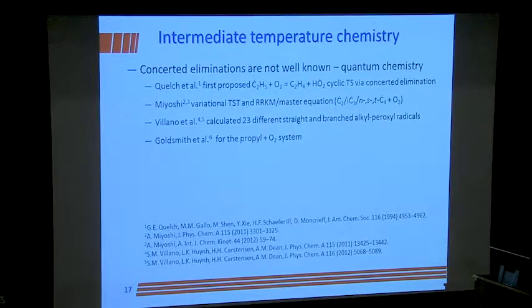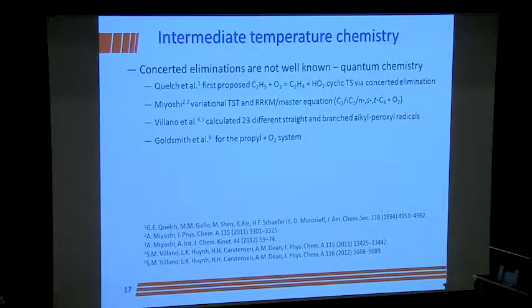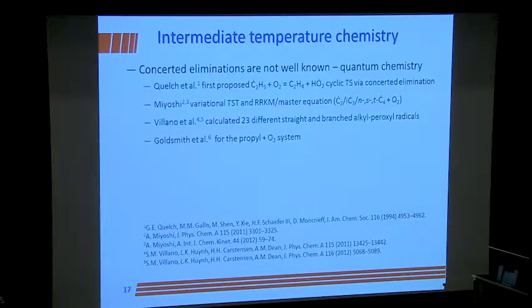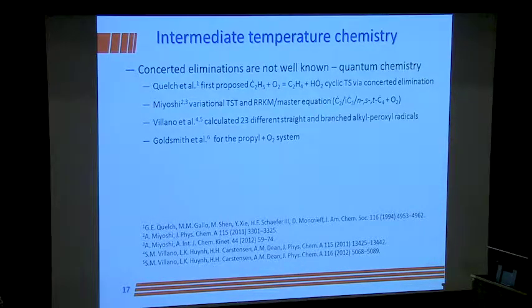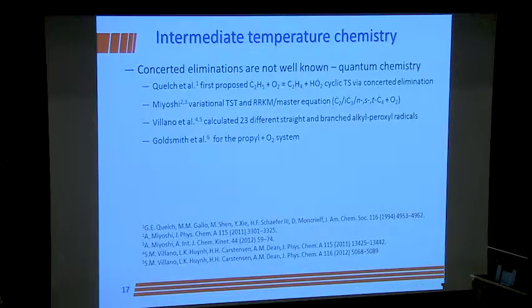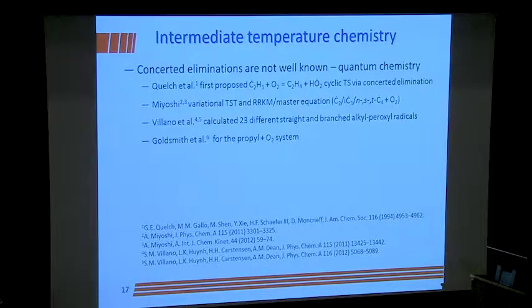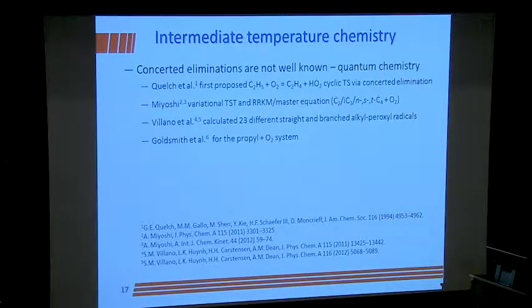Okay? So the rate constants for concerted eliminations are very important to predicting fuel reactivity in the negative temperature coefficient region or at intermediate temperatures. But actually, the rate constants aren't well known. Okay? There have been some calculations. So it was actually Quelch in 1994 that first proposed that ethyl plus O2 actually can go directly to ethylene plus HO2 via cyclic transition state. Something like I've just depicted here.